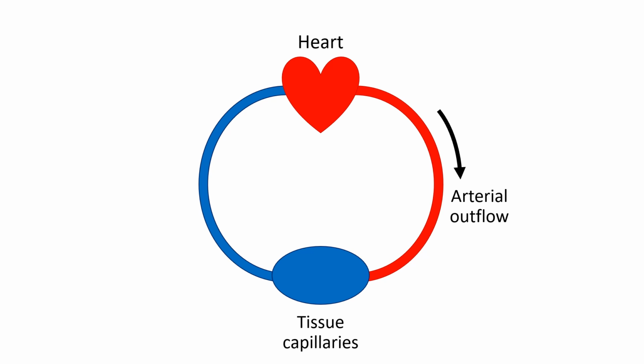So when we talk about different types of shock, I'm going to be using this figure to help explain a little bit about what's going on. Just to orient you to the picture, the heart-shaped thing at the top is supposed to be your heart. The red pipe coming out of it represents your arterial outflow. The blue blob at the bottom is supposed to be a capillary bed, so you can imagine your organ of choice, like a kidney or the liver. And the blue pipe going back to the heart represents the venous inflow.